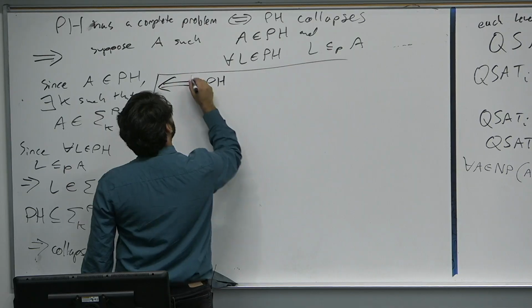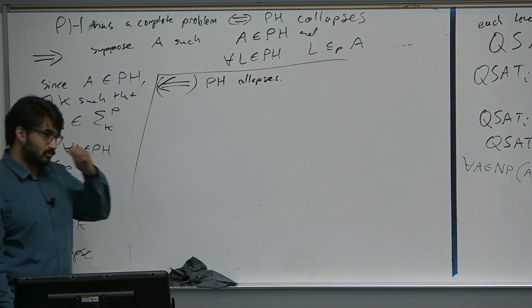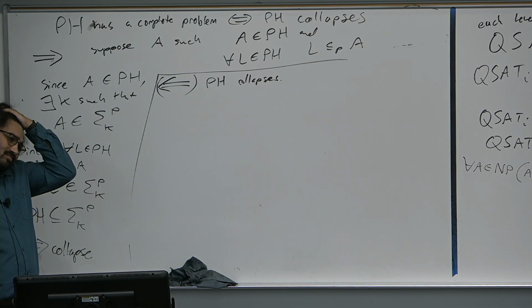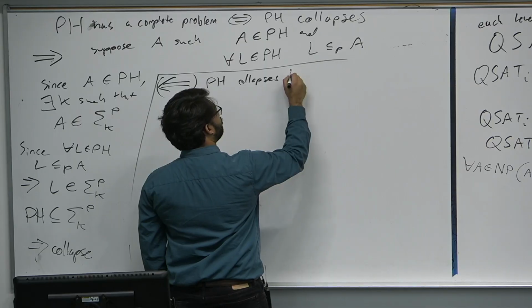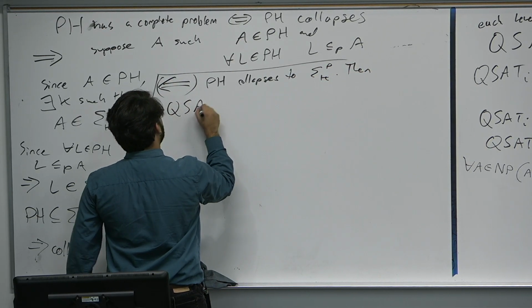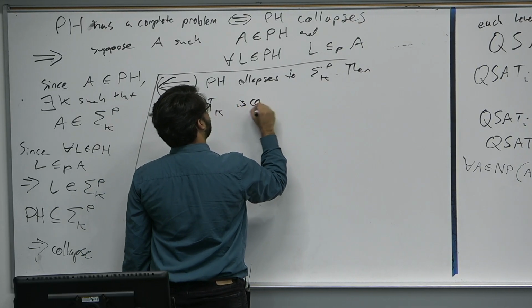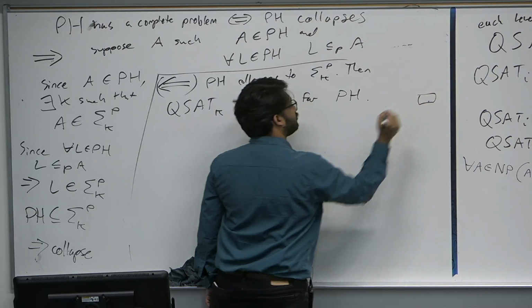Suppose the PH collapses. Why does it have a complete problem? Because it has a highest level, and every level has a complete problem. The complete problem for the highest level would be complete for all. Perfect. Suppose PH collapses to, say, Sigma K P. Then QSAT K is complete for PH. QED, done. See how easy that was?